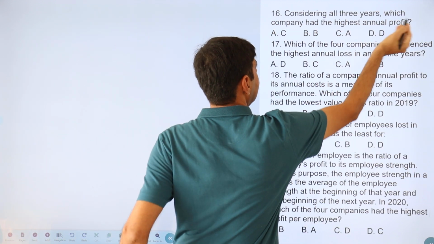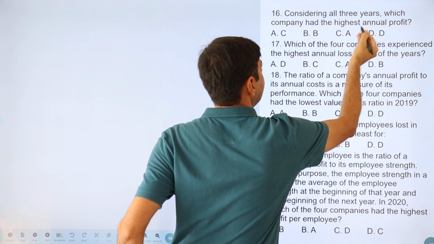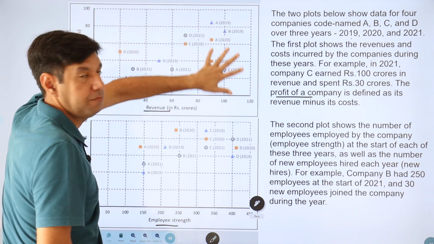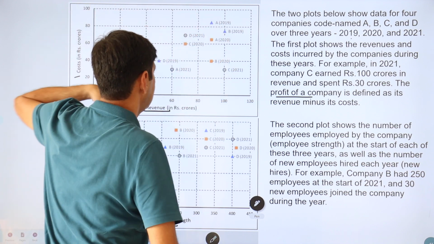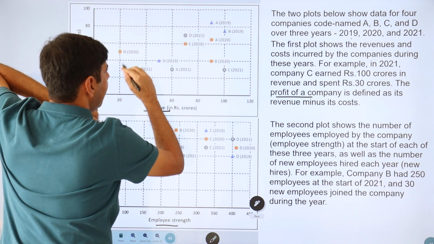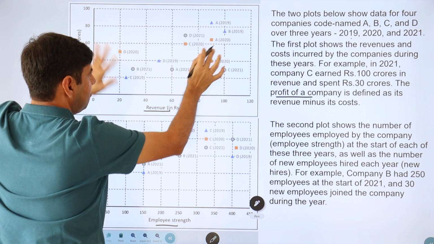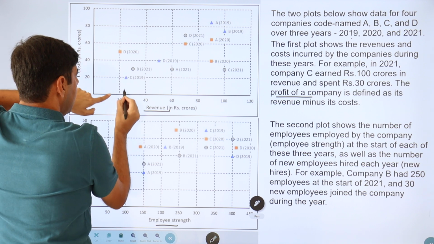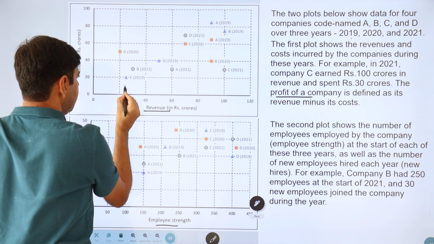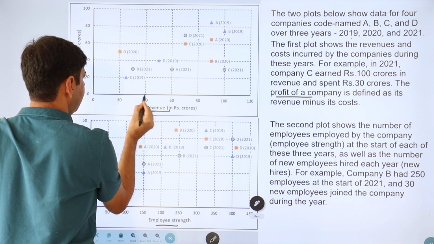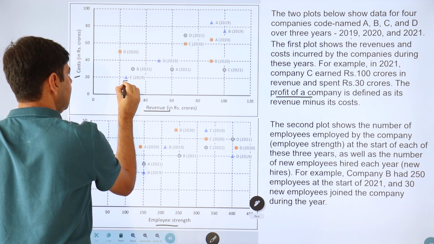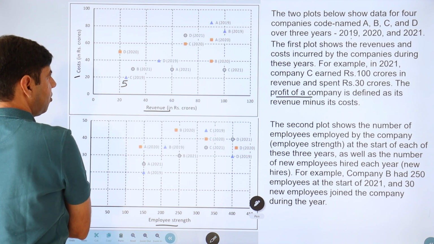Considering all the 3 years, which company had the highest annual profit? So profit is going to be just based upon the first one. It's not very apparent which one might be, which one might not be. So I'll write the values. Revenue minus cost. So 4 parts I'll divide: 30, 25 minus 20. So this has a profit of 5.